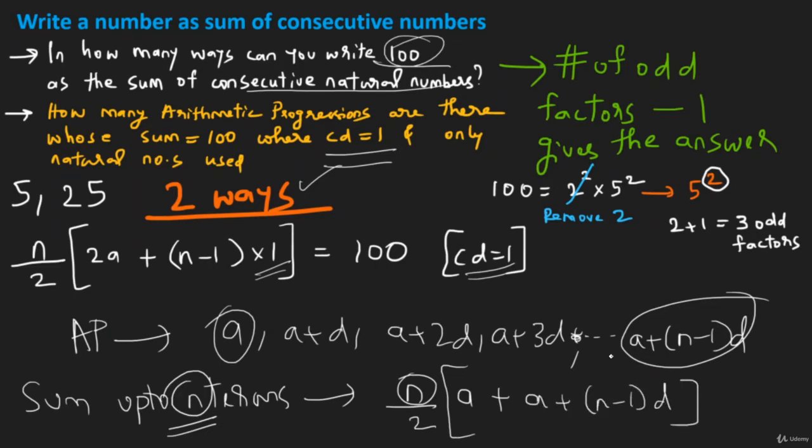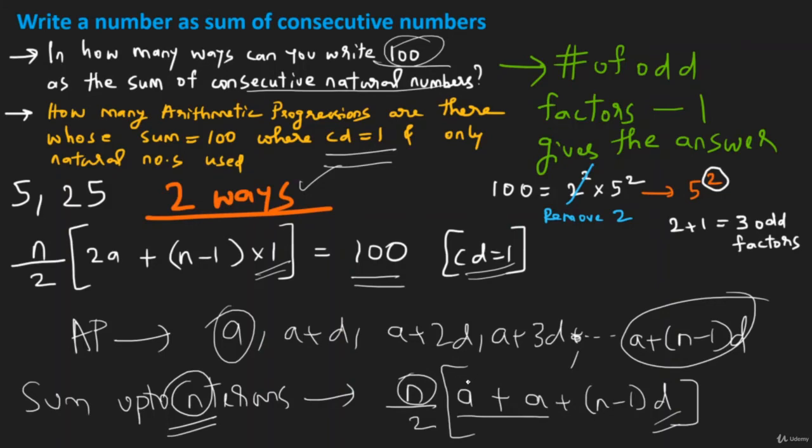So this is the formula for finding the sum of the terms of an arithmetic progression up to the nth term. Now we are applying that over here. We know that the common difference is 1. So instead of d, I'm writing 1 over here, and this is n by 2 into (2a plus (n minus 1) into 1). And we know that the sum of these numbers has to add up to 100. So this is equal to 100.